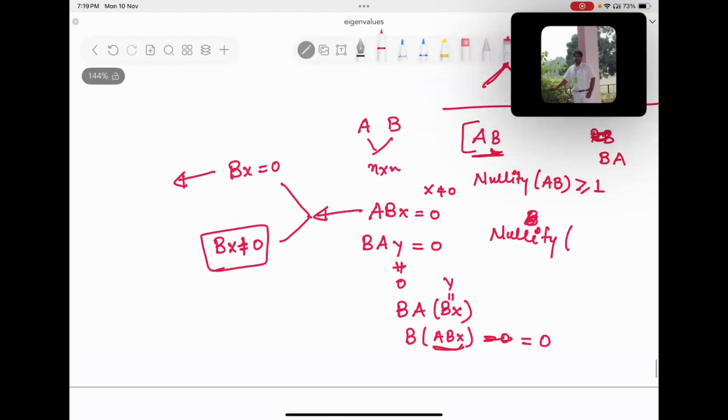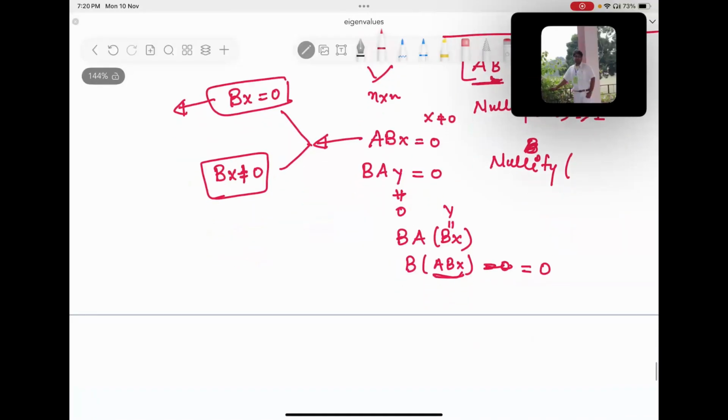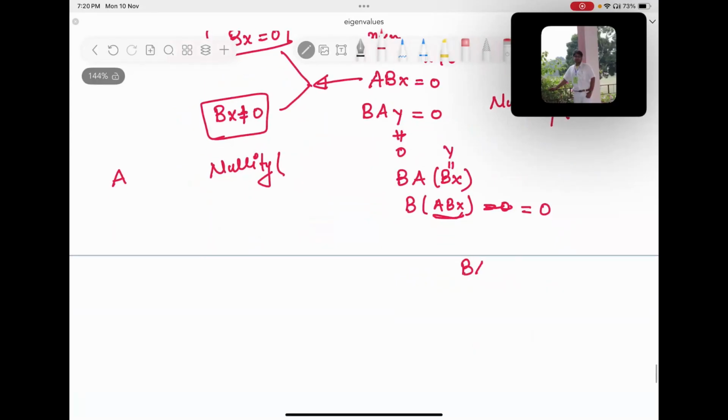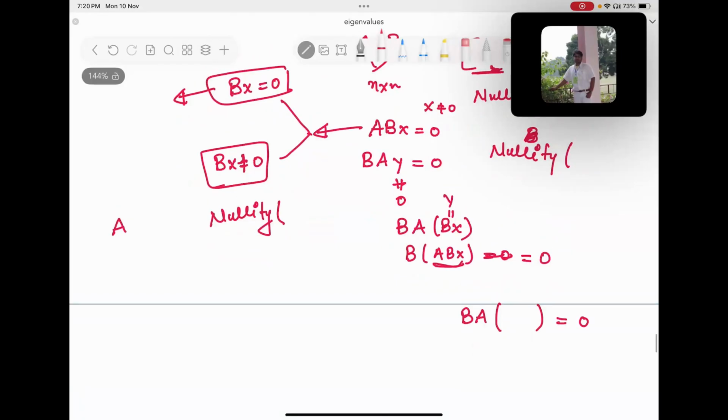And we are left with the case Bx equals 0. So in this case, what can you say about the nullity of AB? Let me see this case, A B A. Now what vector should we choose here so that it will become 0? Bx is 0, so Ax.